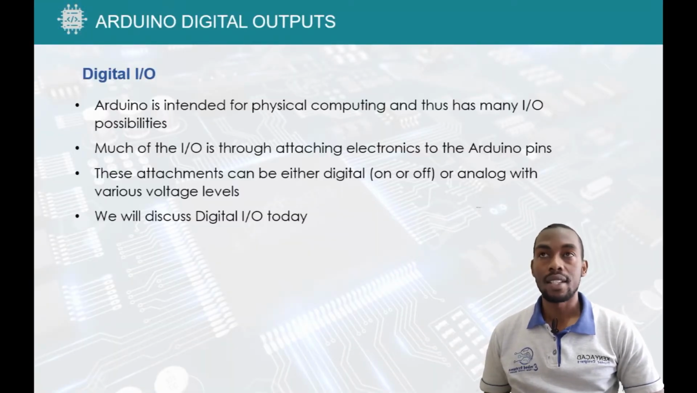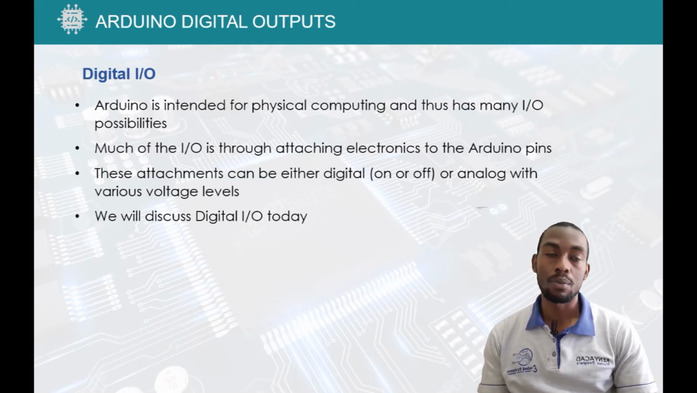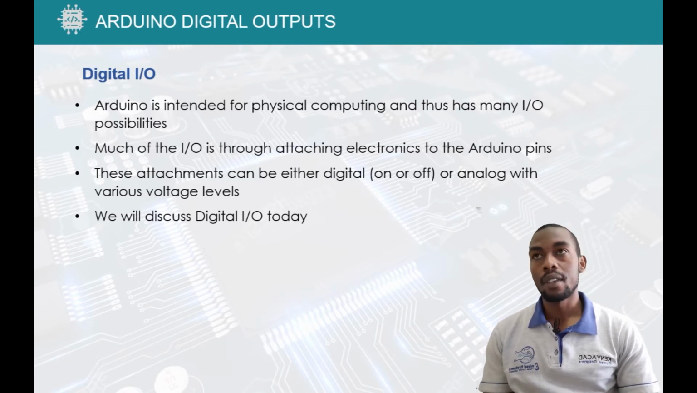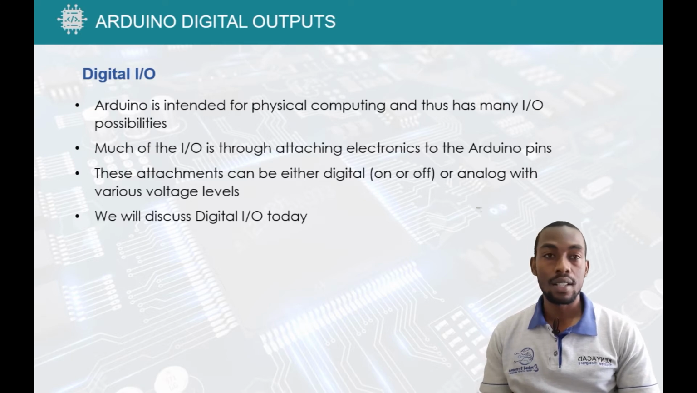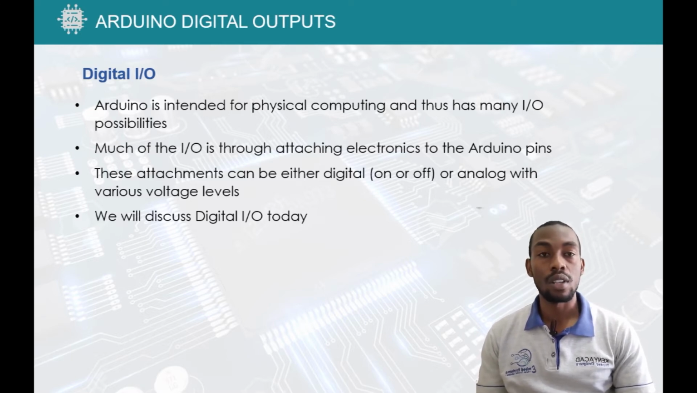So actually, Arduino is intended for physical computing, and thus it has many inputs and output possibilities. Much of the inputs and output is through attaching electronics to the Arduino pins. Of course, we had earlier discussed that Arduino has digital pins and analog pins. So these attachments can be either digital or analog with various voltage levels. And in this class, we majorly focus on digital outputs. And in the next one, we shall be talking about digital inputs.